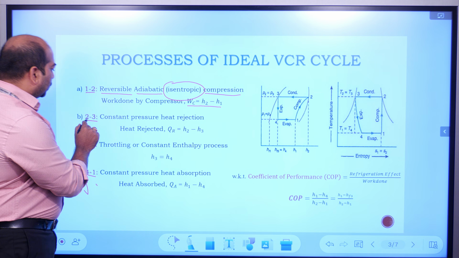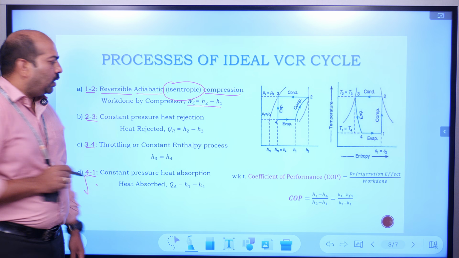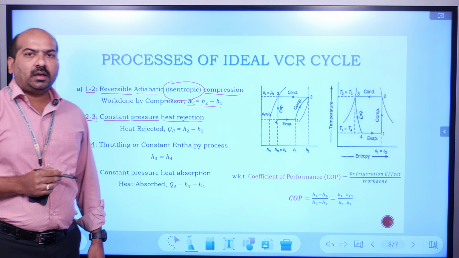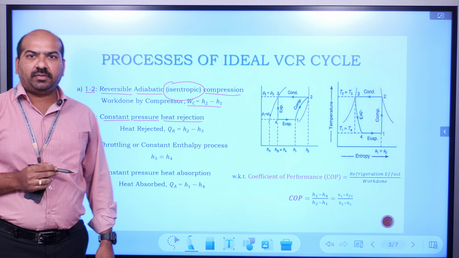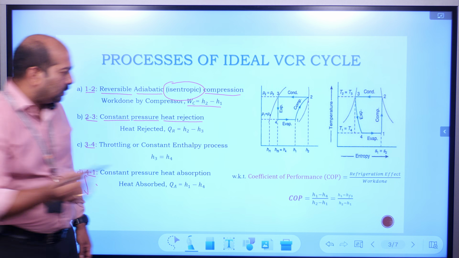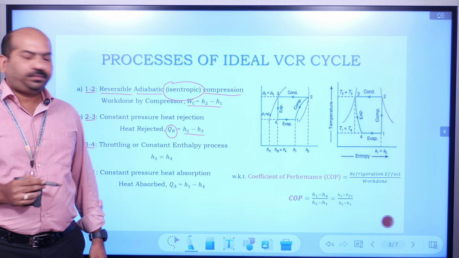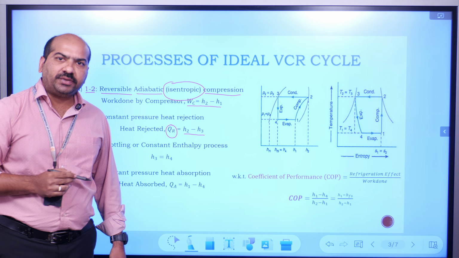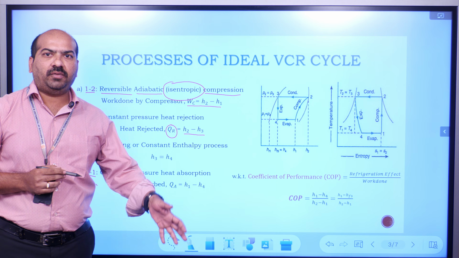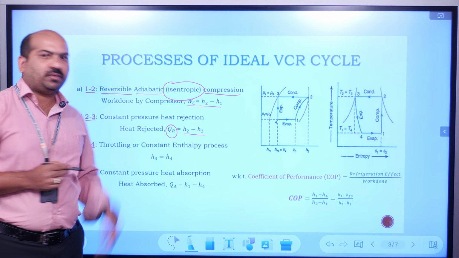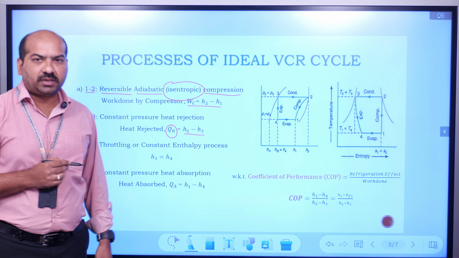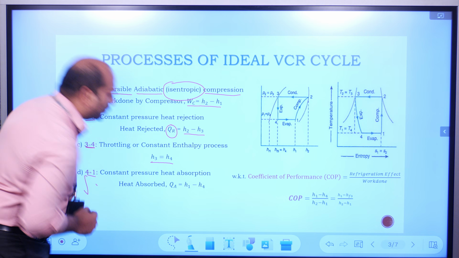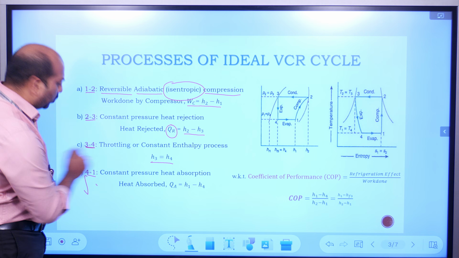Next, the 2 to 3 process, constant pressure heat rejection. Heat rejection is usually denoted with the letter QR, which gives us H2 minus H3. Moving on to the next process, 3 to 4, the throttling process or constant enthalpy process. In some sources, this process is also called the isenthalpic process, where enthalpy remains constant. That is why you can observe H3 equals H4 during the 3 to 4 process.